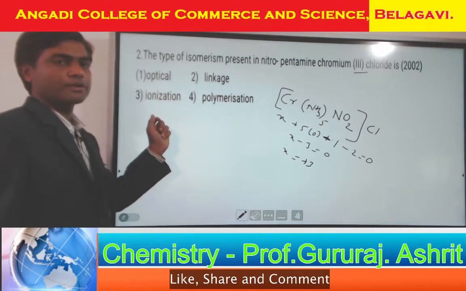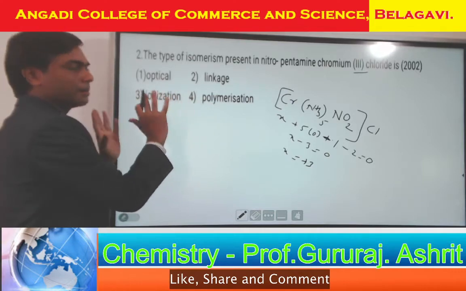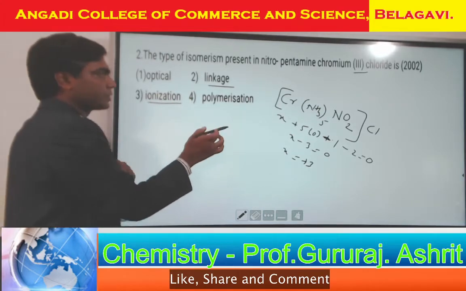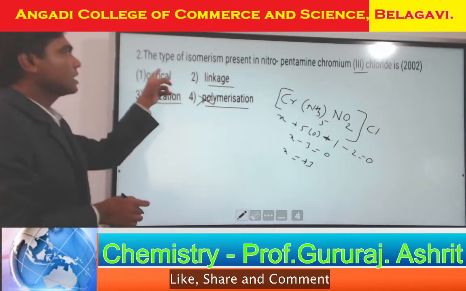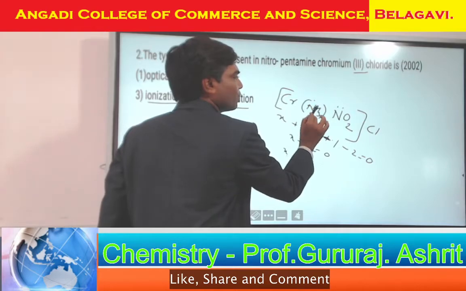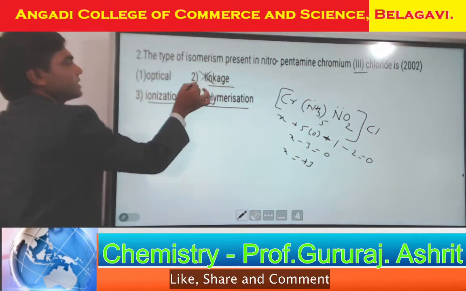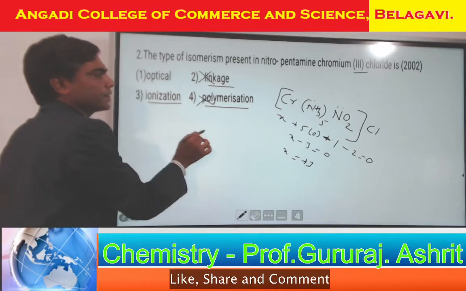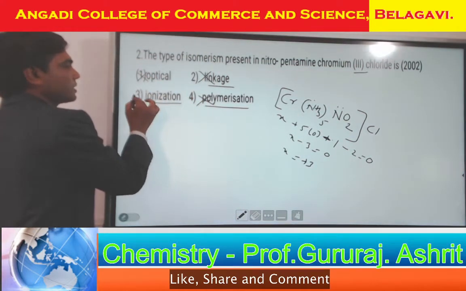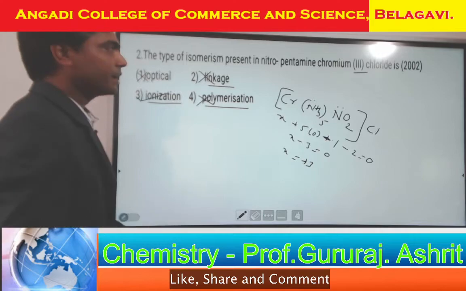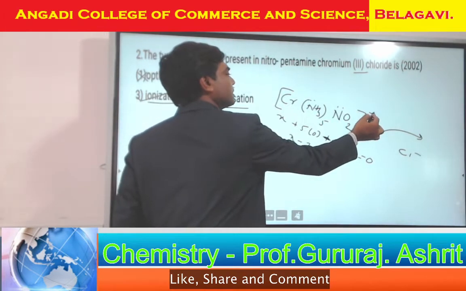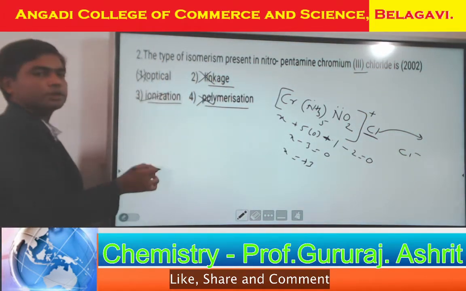He is asking the types of isomerism. Optical means mirror images. Linkage means two donor atoms. Ionization means ions going outside. Polymerization is a wrong option. So the answer may be among the three. Here you can find N is the donor, but not the same compound, so linkage is cancelled. Next, optical and ionization. Here it is 5, here it is 1. It cannot have mirror images, so that option is wrong. Obviously, the answer is ionization. But how is it ionization? Cl is present outside. Remove this Cl outside, it becomes Cl minus, and this becomes plus. Therefore, the correct answer for this question is ionization.